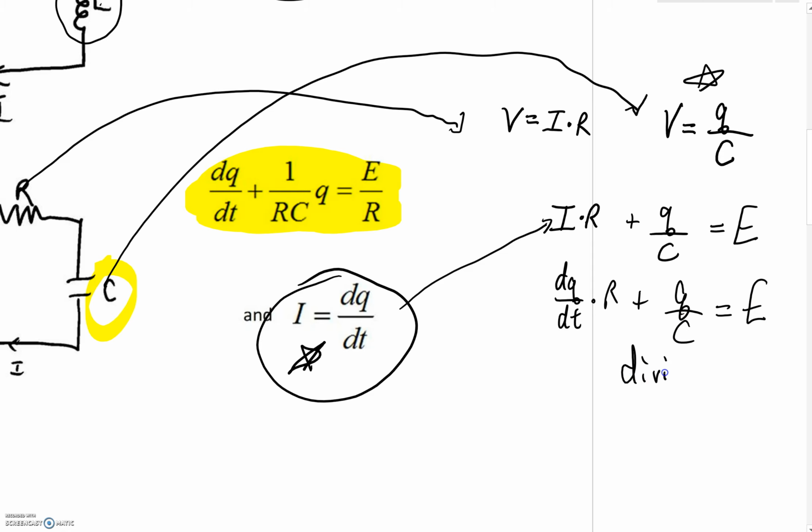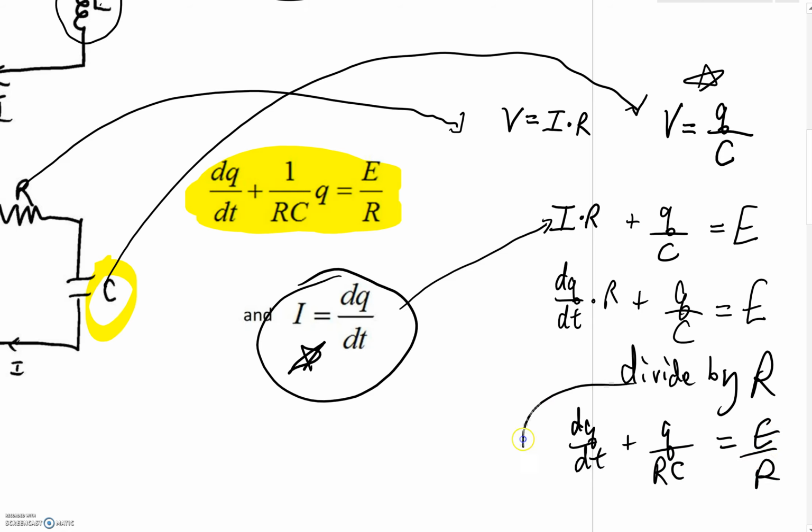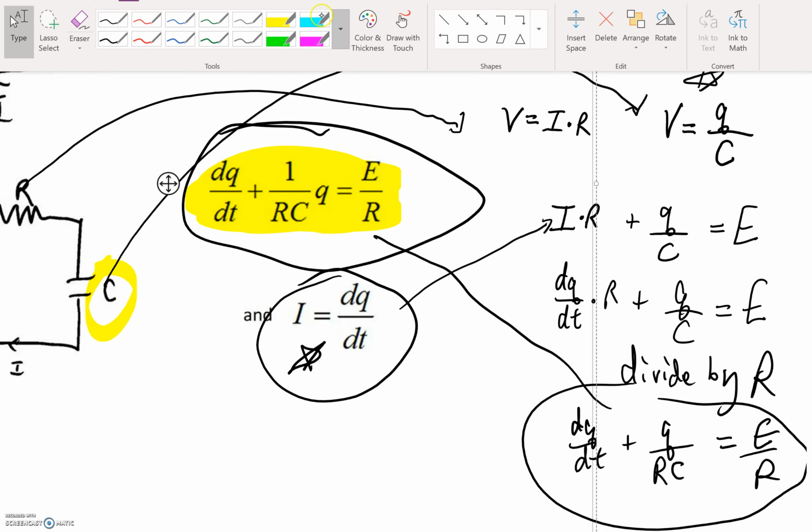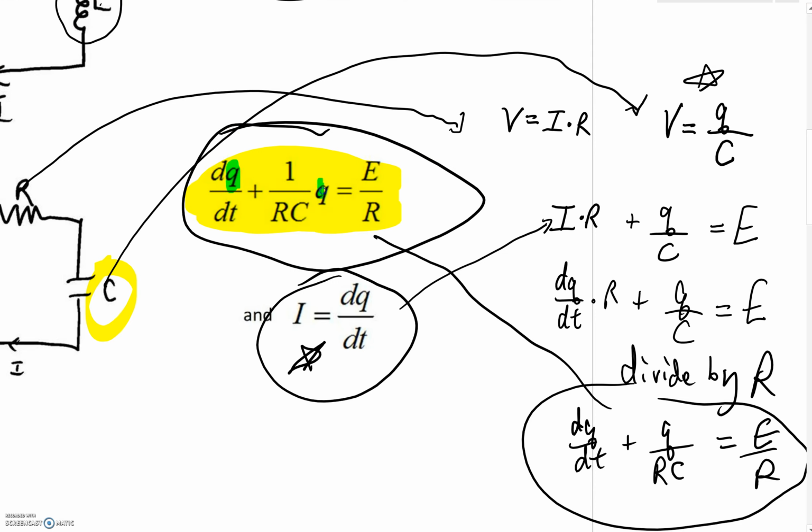Now what? Divide by R. When you divide by R, I think it's only going to take you a moment to see what's happening. You're going to get this equation that we have right here. What's the benefit of it? It's a differential equation with respect to Q. You're taking dq dt, Q is in there, and you're solving for Q.